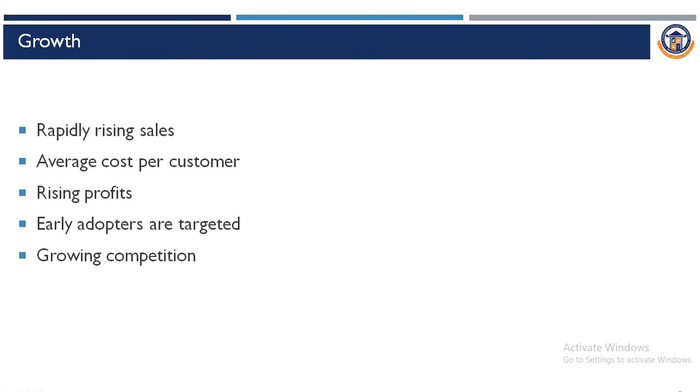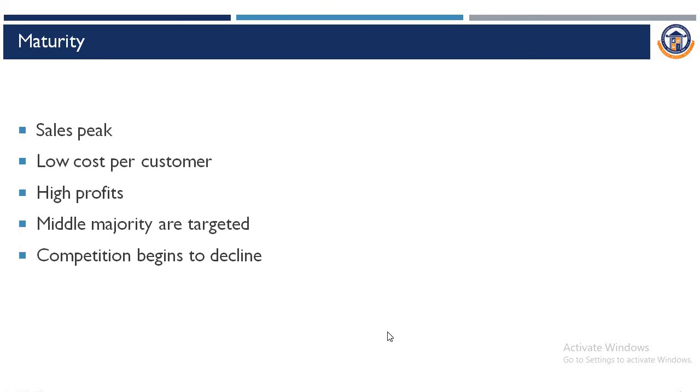Then comes the growth stage. This is the stage where your sales pick up rapidly. It is rising because everybody knows about your product. Consumers give more importance to your product because you make a lot of promotional efforts. The cost per customer is average, since more customers are coming and buying your product, and your profit is also rising very rapidly. Here you need to target your early adopters, the next group after the innovators, to push your product. Since the market is getting aware of the product, more competition will be there, so you have to be wary about competitors.